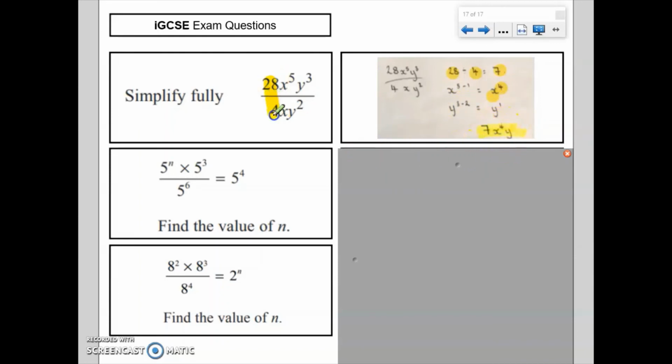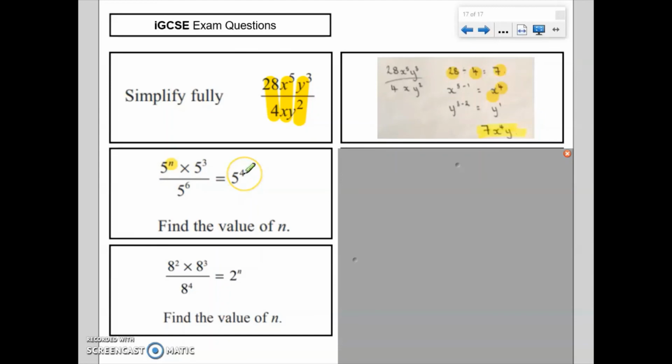So we separate this question into 3 parts. There's your first part. Then we look at the x's for the second part. Then we look at the y's for the third part. So very similar method to what's happened in previous questions in the video, but this time we're dealing with 2 different base letters.